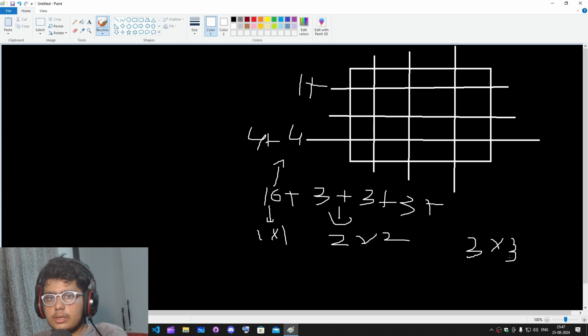Now I will also tell you how to add squares of numbers. The formula, if I was not wrong, is n into n plus 1 into n plus 2 by 6. I will also tell you the logic. I will try to derive it, but you derive it.